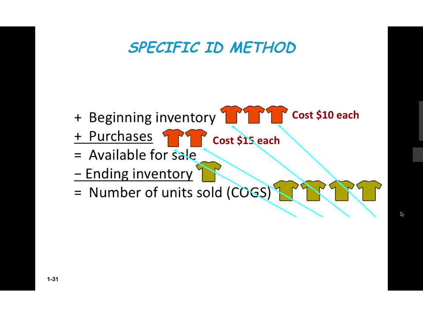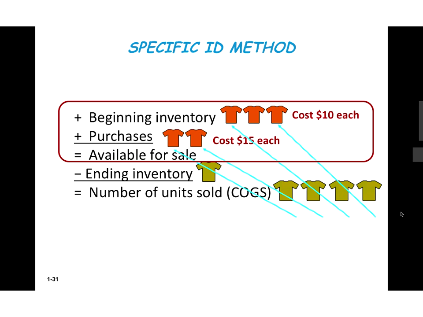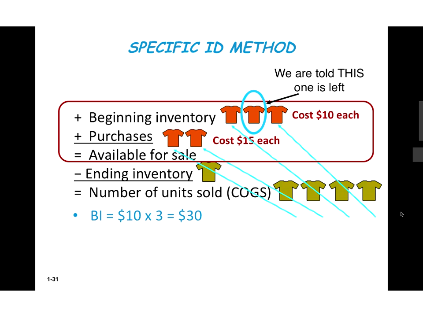But specific identification, let's say for our little example here, we're told that we have our beginning inventory, our purchases, and we're told that one of those from beginning inventory is left. So the one that's in ending inventory is $10 because we're told that. Then our cost of goods sold is everything else. Just running through the numbers here: beginning inventory, we have 3 at $10, purchase 2 at $15. So our total cost of goods available is $60. That doesn't change. No matter what method we use, it's always going to be $60 in this case.